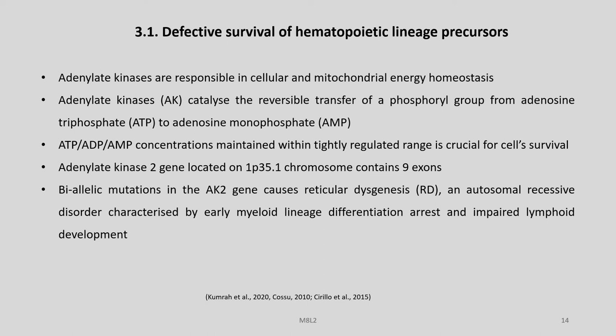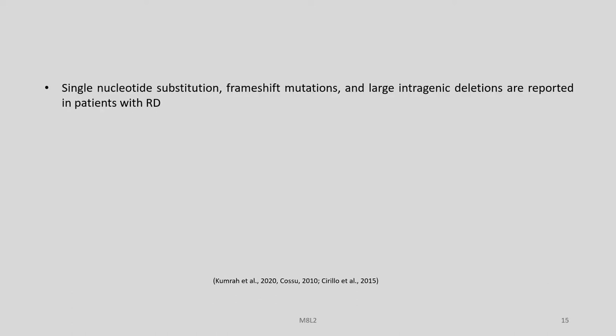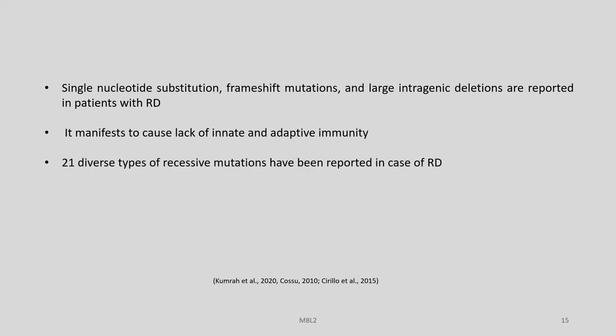Biallelic mutations in the AK2 gene cause reticular dysgenesis, an autosomal recessive disorder characterized by early myeloid lineage differentiation arrest and impaired lymphoid development. Around 2% of children with SCID are caused by reticular dysgenesis. Single nucleotide substitutions, frameshift mutations, and large intragenic deletions are reported in patients with RD. It manifests as a lack of innate and adaptive immunity.